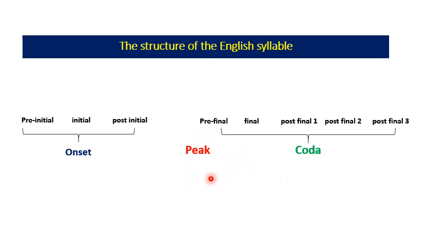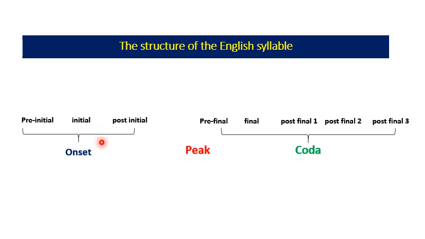Peak is the center or the nucleus of the word that has one syllable, and it's preceded by onsets and followed by coda. Onsets refer to the consonants that precede the vowel, and coda refers to the consonants that follow the vowel.